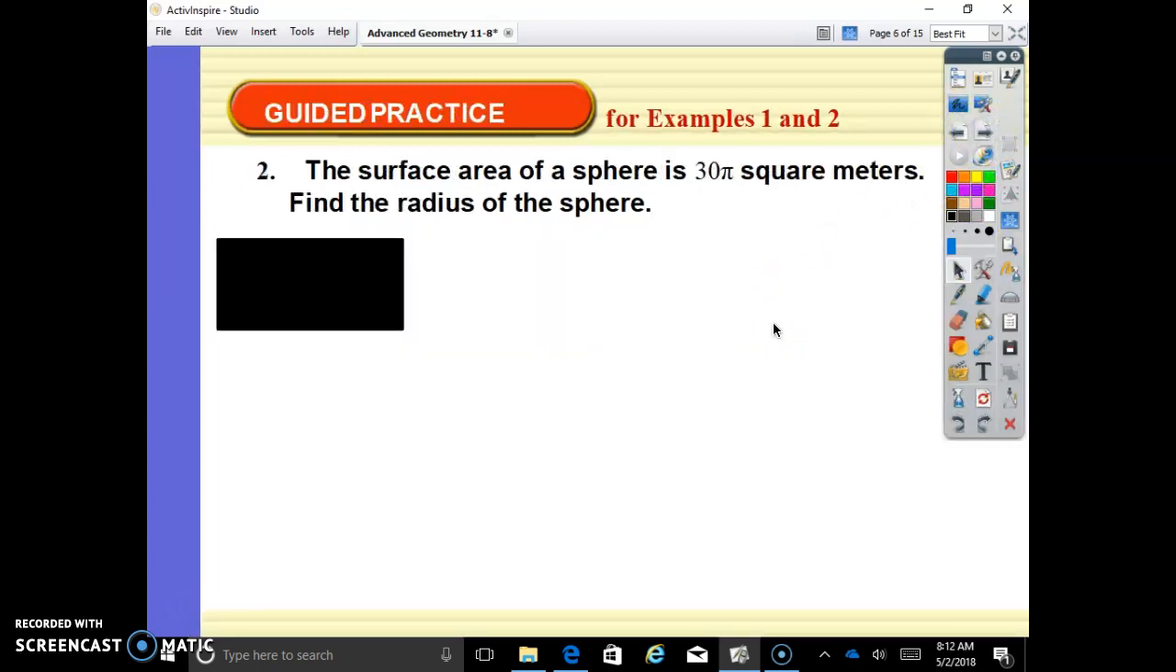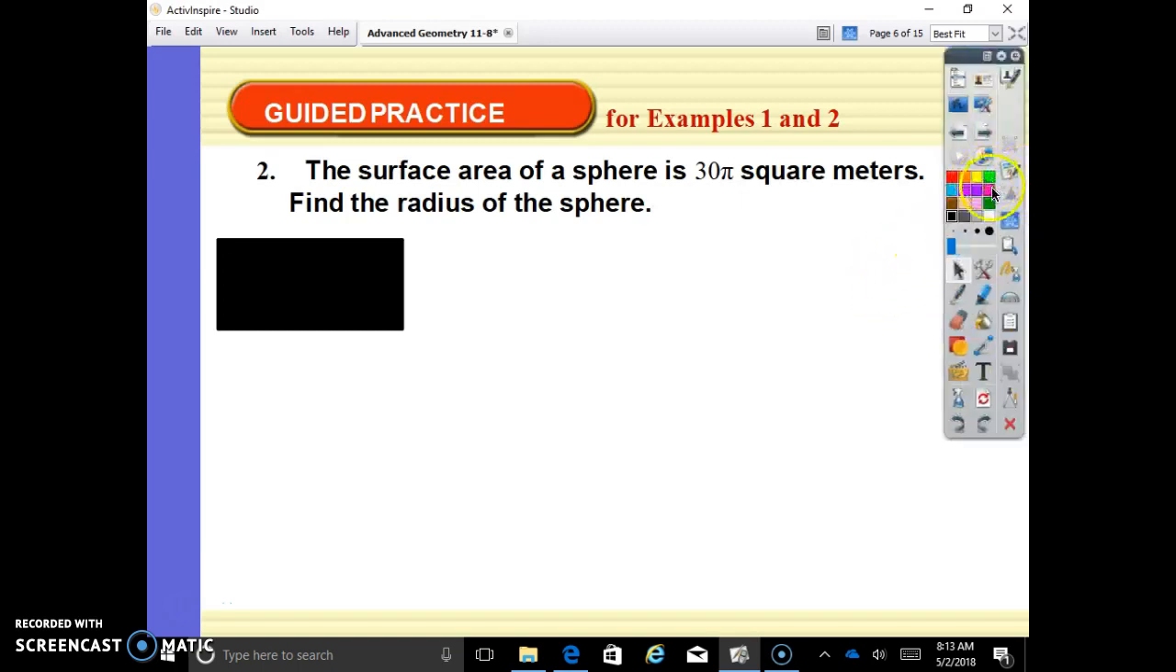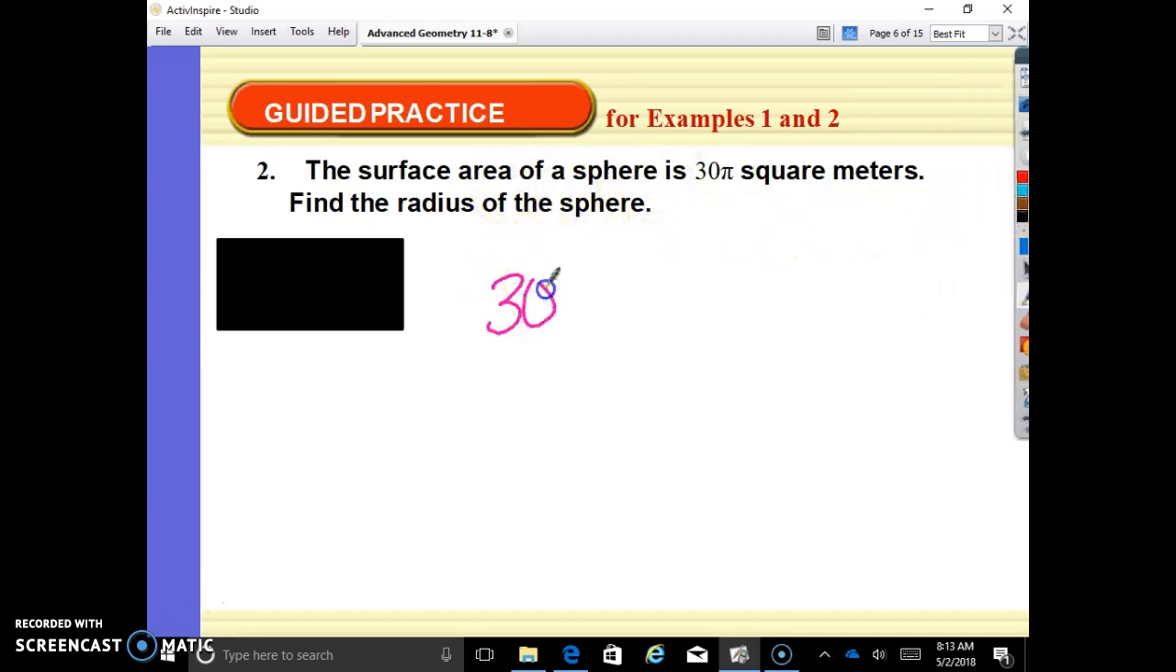The surface area of a sphere is 30 pi square meters. Find the radius of the sphere. So I want you guys to try this one as well. This one you're going to have to set up a little bit differently because we're going to have to put in our surface area. Our surface area equals 4 pi r squared. And this time you're solving for your r. So try this problem, pause the video.